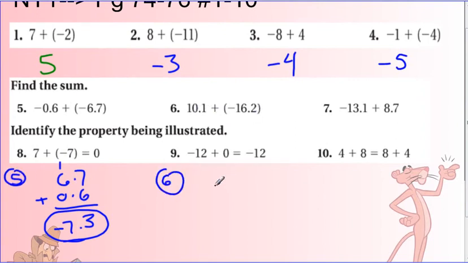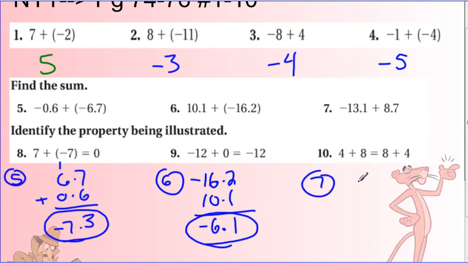Decimals, so you line up the decimals. I'm going to put the bigger number on top. Decimals are lined up. This one's negative, so the signs are different. So we're going to subtract. 2 minus 1 is 1, 6 minus 0 is 6, and 1 minus 1 is 0. Keep the sign of the bigger number. That is a negative 6.1.